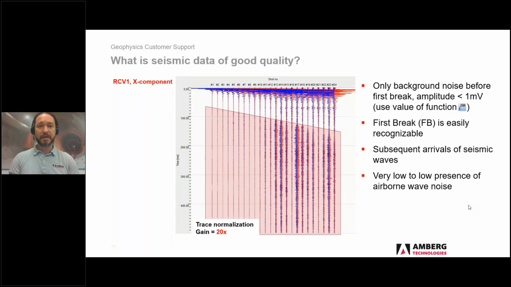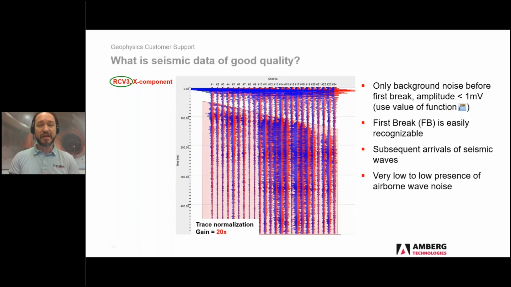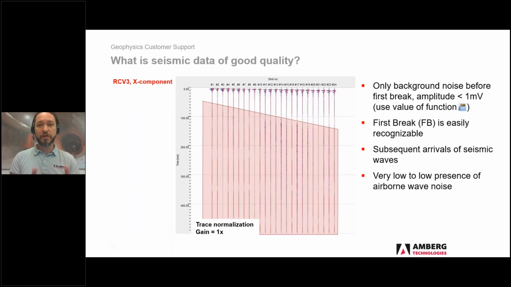In this window I'm showing, now I will change to receiver 3, the opposite receiver with respect to the shot line. Now we are looking at receiver 3, and we see a little bit more presence of the airborne wave, but please consider this is a gain of 20. Now I will reduce the gain to 1, and you will see that actually there is a very low presence of the airborne wave in this example.